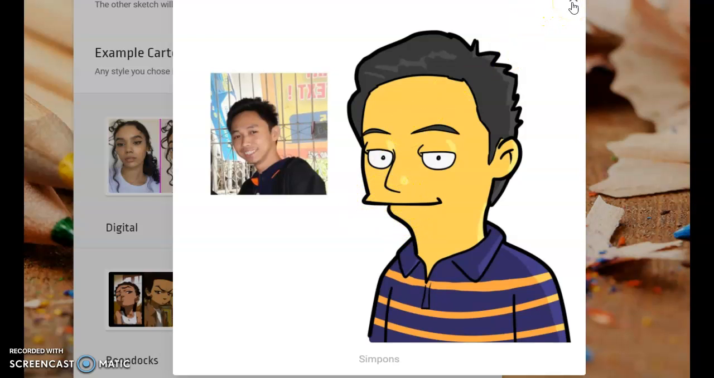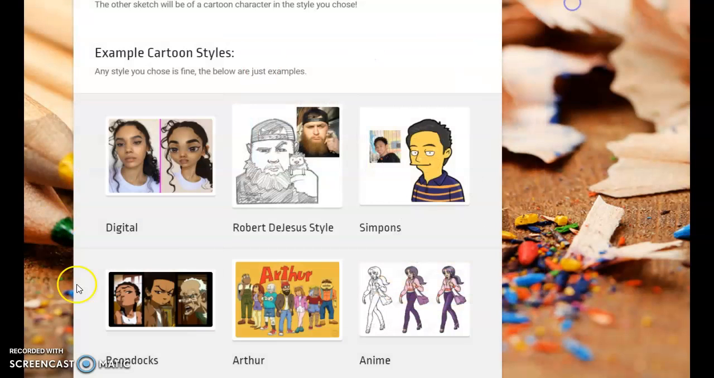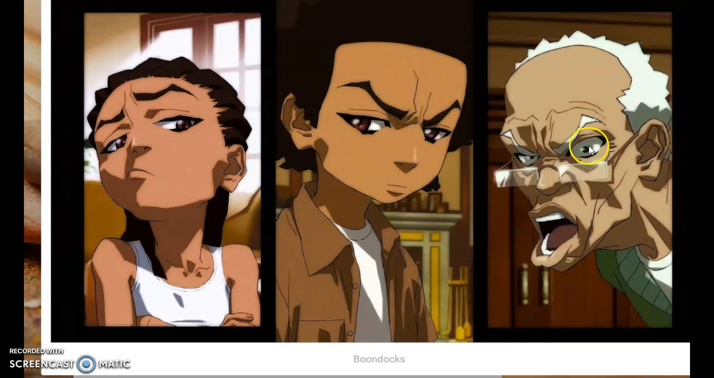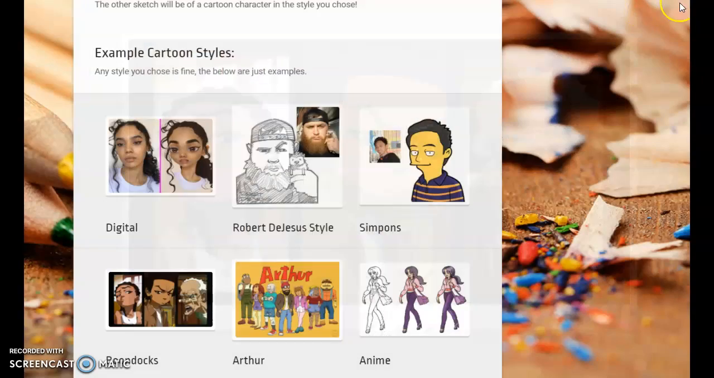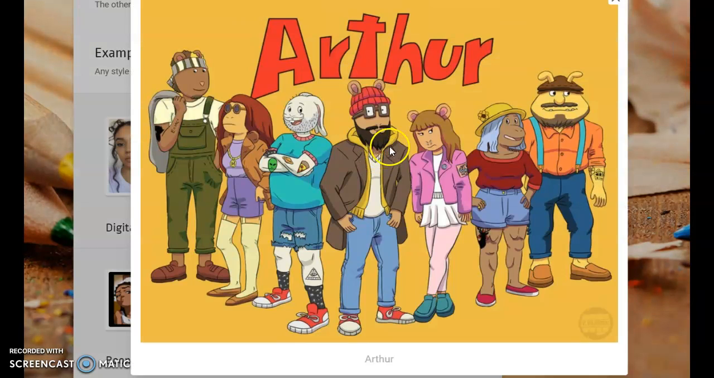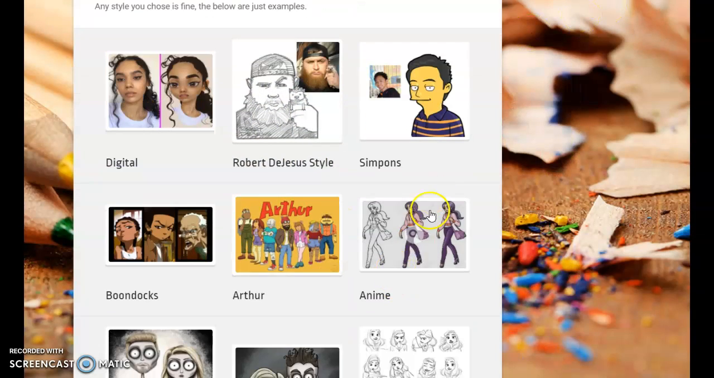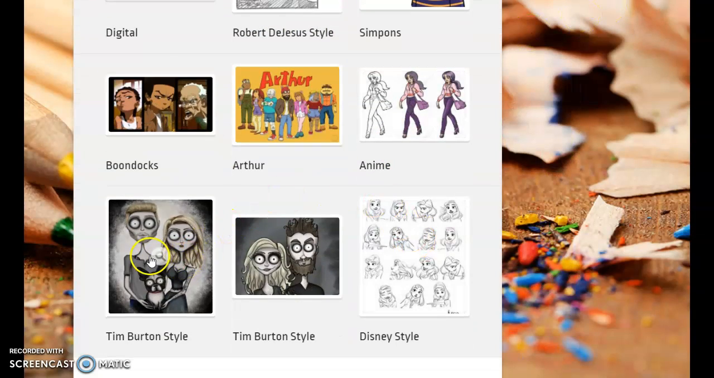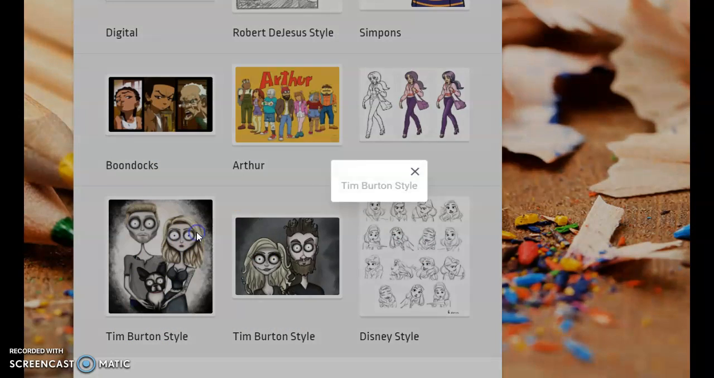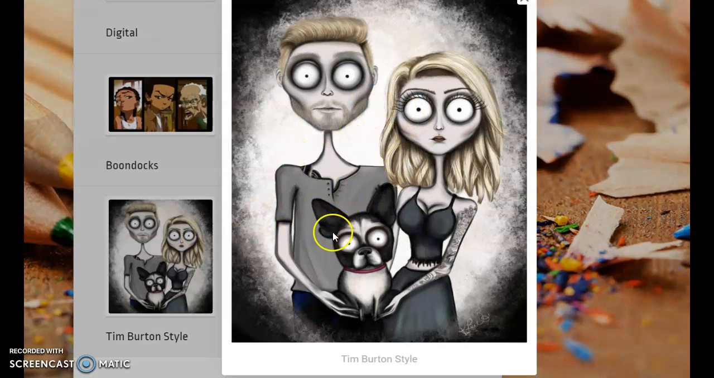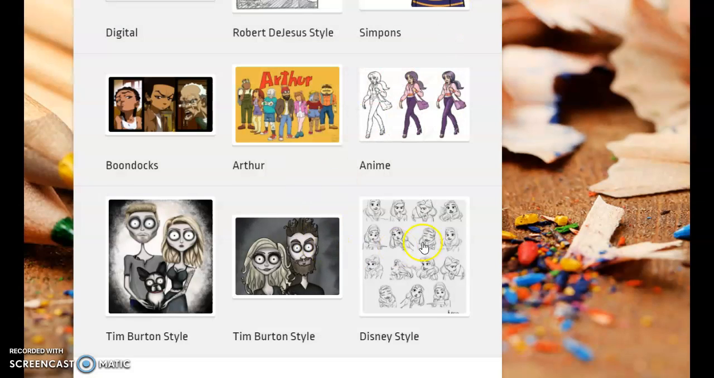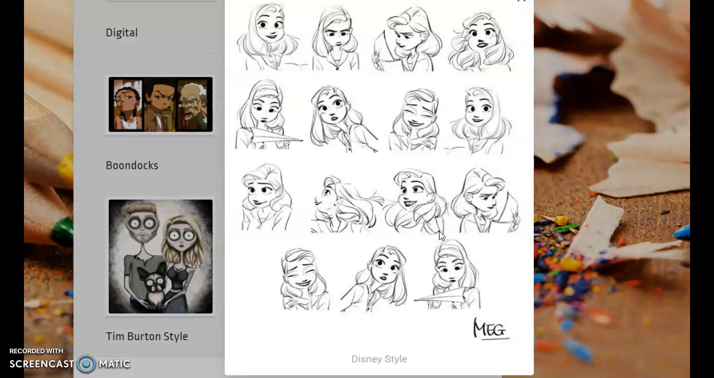But you want to think about the characteristics of that style. Of course, we have Boondocks. And then Arthur. These are just some interesting little styles. Of course, there's anime. And then this would be Tim Burton. A lot of my students love to do the Tim Burton style. So you could, the big eyes, the sunken cheeks, etc., like that. And then you could do Disney style as well. Whatever you want to do.